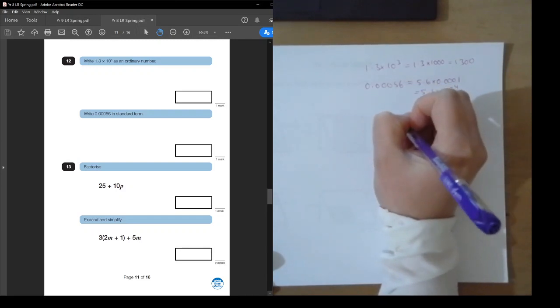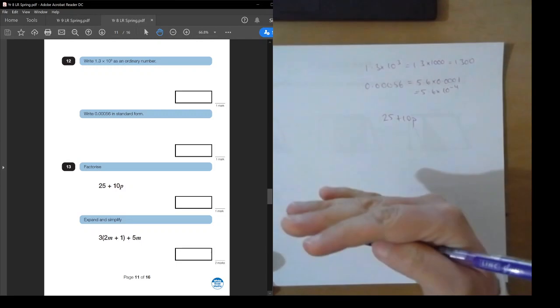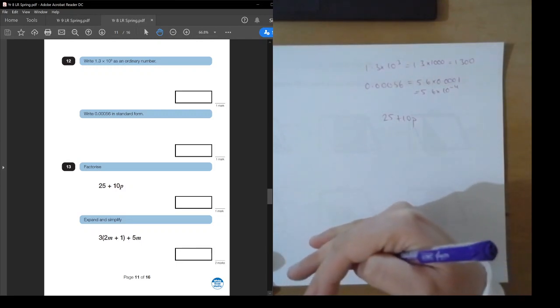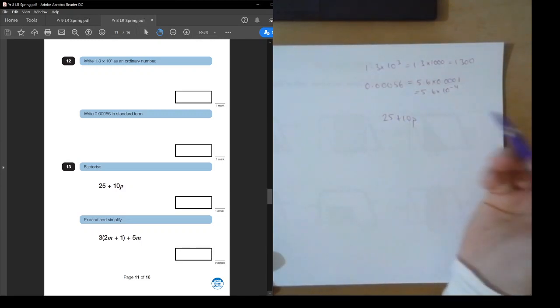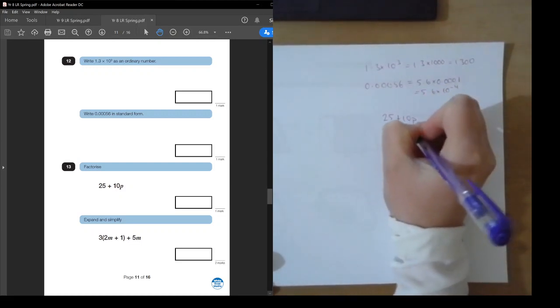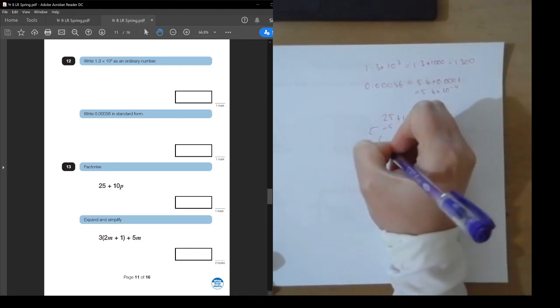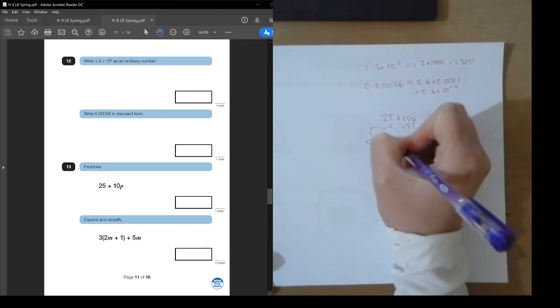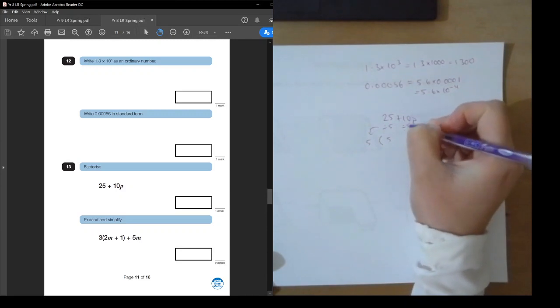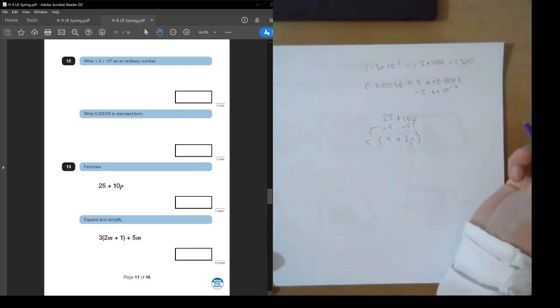Factorize 25 plus 10p. Very similar to what we were doing for one of the questions near the beginning. Do I have any common factors? Yes. What's my common factor? 5. This time, the 5 is going to be outside the bracket, while I go 25 divided by 5 is 5, 10 divided by 5 is 2, and then you carry that p down.